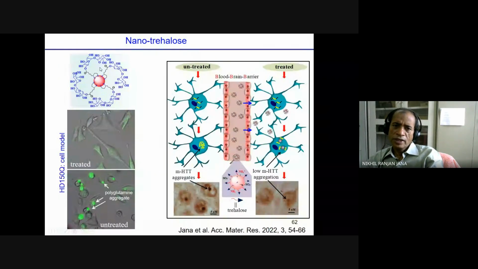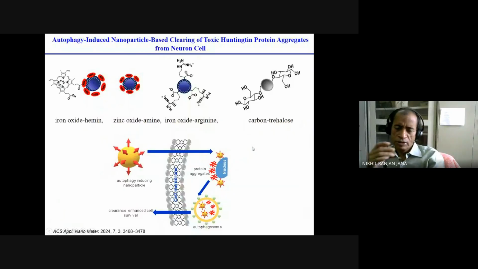This is nano trehalose. These are the small molecules, trehalose, that are converted into nano forms and then used to treat in cell models and mouse models. They are in the brains. These are brain sections, so these nano drugs are in the brains, and they inhibit these Huntington aggregations and inhibit those aggregation processes.